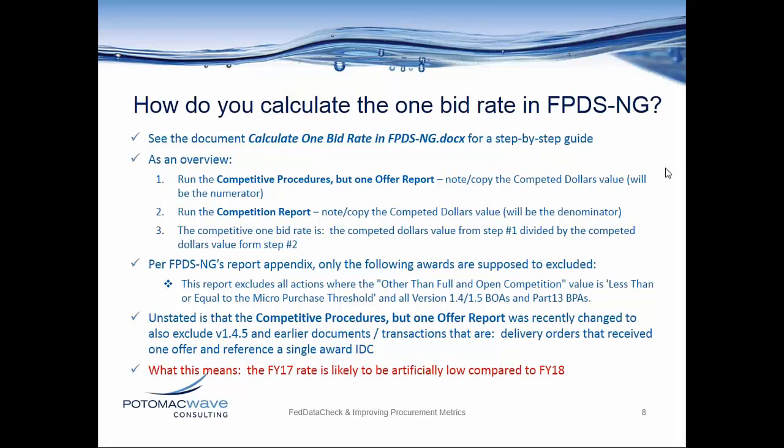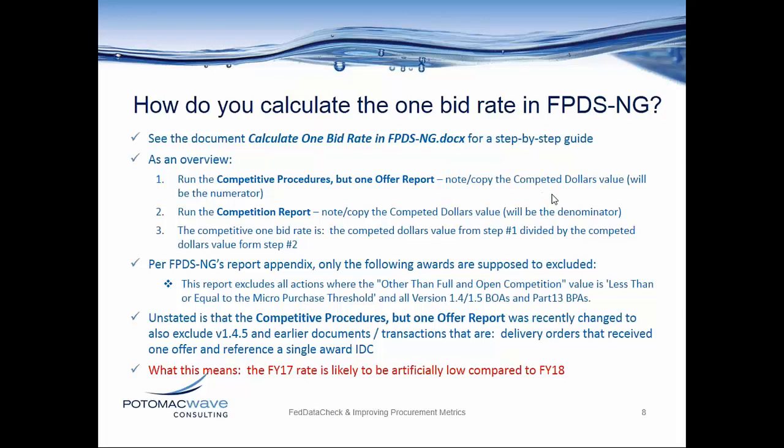The reason why BOAs and Part 13 BPAs are not significant, whether you include them or exclude them, is that when I say competed dollars, we're talking about obligated dollars. There may be a lot of base and all options value on these types of awards, but typically very, very little money is obligated on the BOA IDV or the BPA IDV. The money is obligated on the orders and calls, as you know, and that is what gets picked up in the one bid rate.